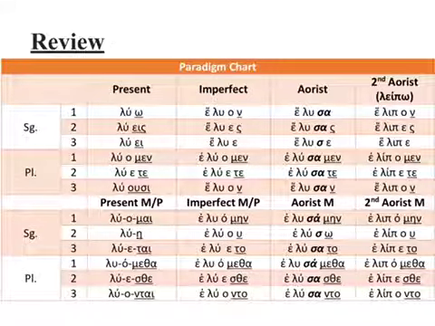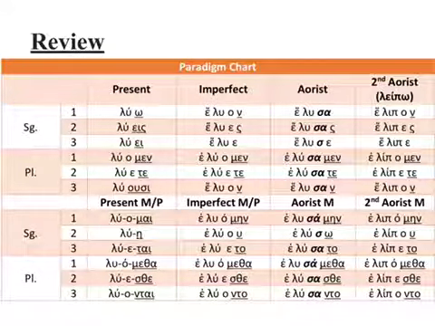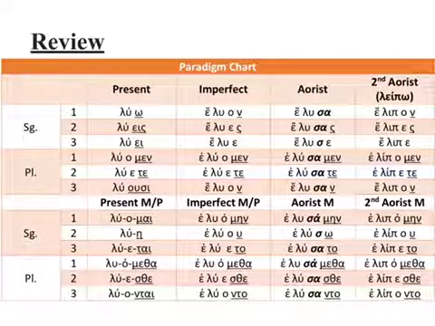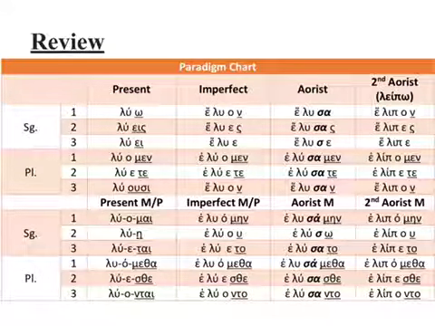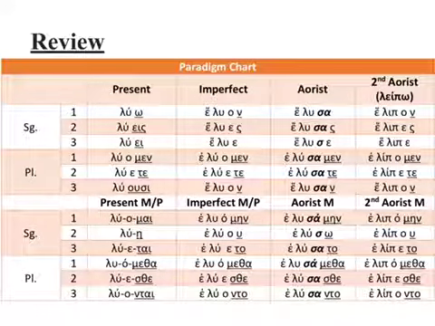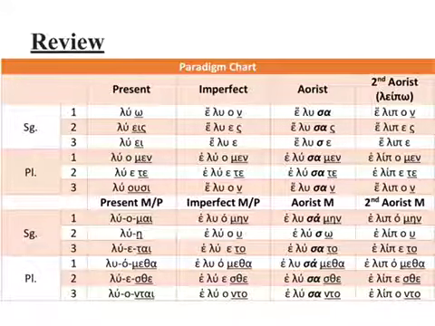So just a review of everything that we've learned. Present, you have luo, lueis, luei, luomen, luete, luousi, luomai, luei, luetai, luometha, lueste, and luontai. And remember that the present can be progressive and habitual. I am doing this continually, or I keep on doing this, I go on doing this, or it could just be a summary, I am doing this, if that makes sense.